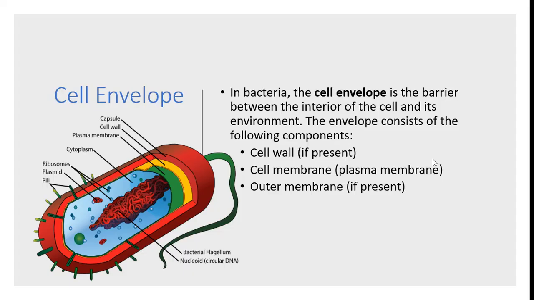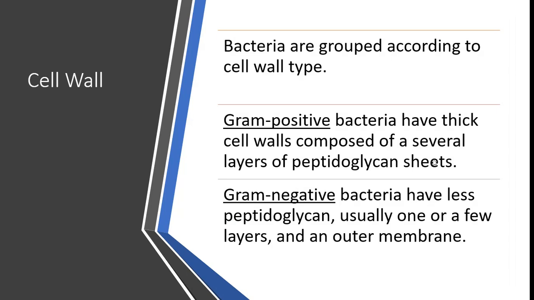Now, the cell envelope is the second of the external structures. The cell envelope can be made up of up to three pieces. It can have a cell wall, it can have an outer membrane, and all cells though are going to have that cell membrane or that plasma membrane. So let's talk a little bit about that cell wall component. Most cells have a cell wall. Not all, but most cells have the cell wall.